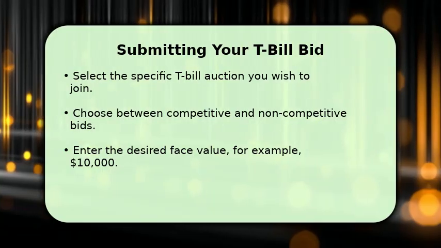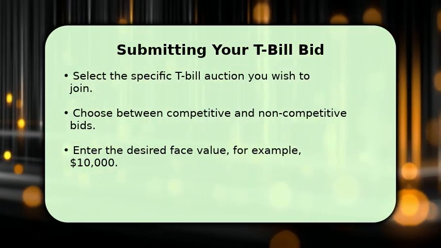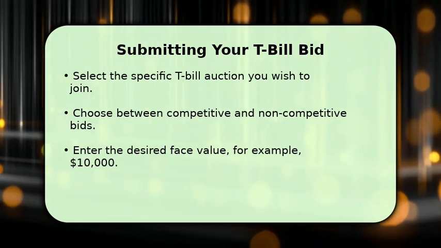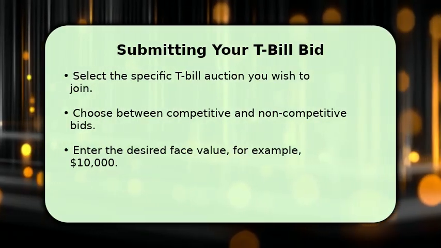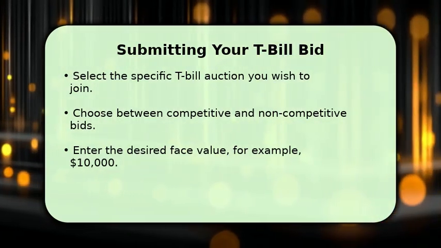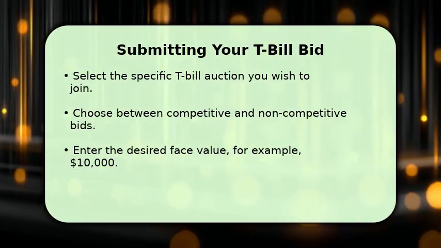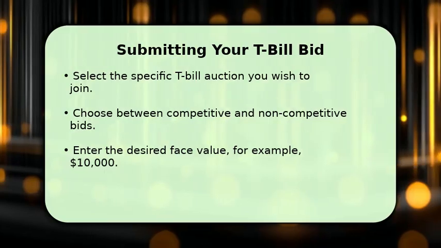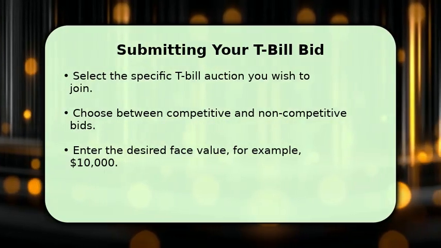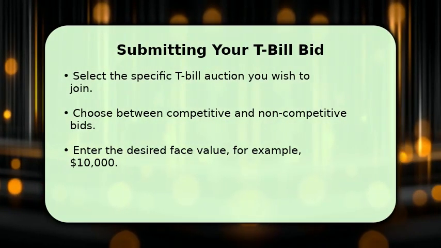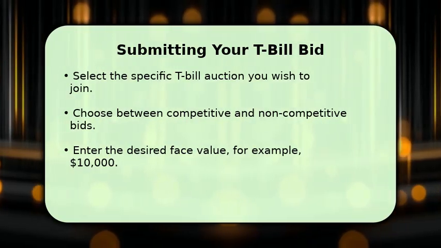When placing your order, you will select the specific T-bill auction you wish to participate in. You can choose between a non-competitive bid, where you accept the auction's average yield, or a competitive bid, where you specify your desired yield. For example, you might enter a face value of $10,000. Always review your order details carefully before submitting to ensure accuracy and avoid errors.